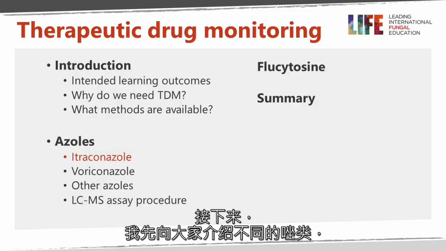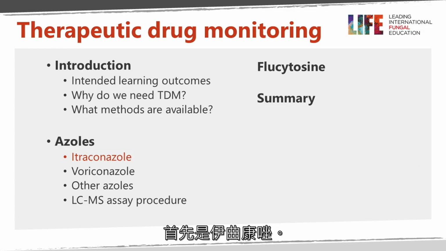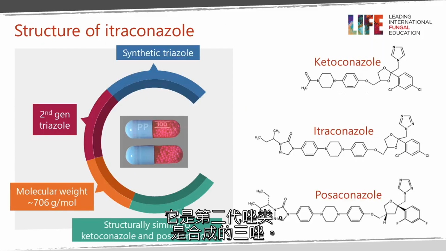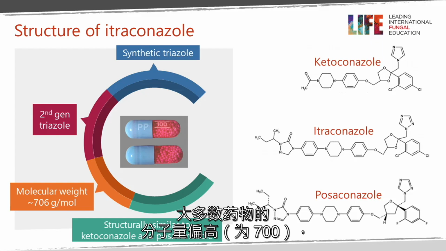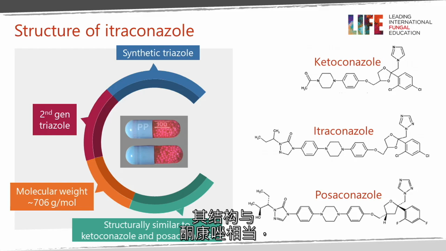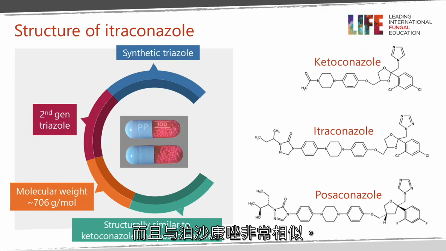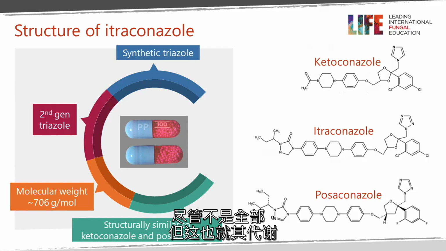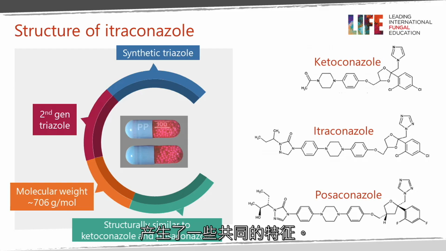So let me take you through the different azoles, in particular Itraconazole first. So this is a second generation azole. It's a synthetic triazole. The molecular weight is on the high side for most drugs at 700, and it's structurally fairly similar to ketoconazole and quite similar to posaconazole. And this produces some common features with regard to its metabolism, although not all of them.